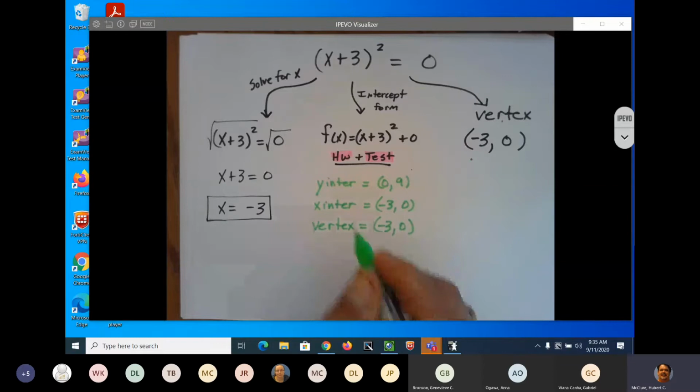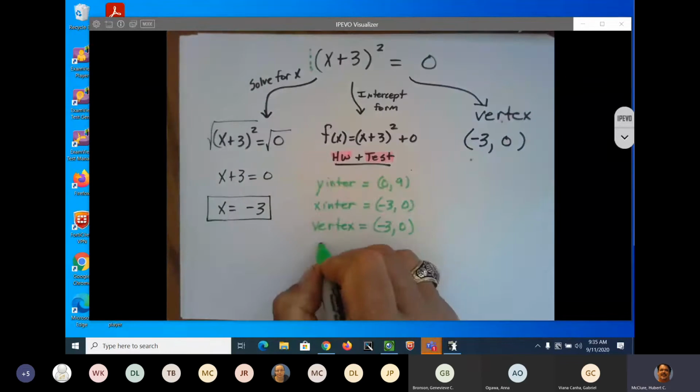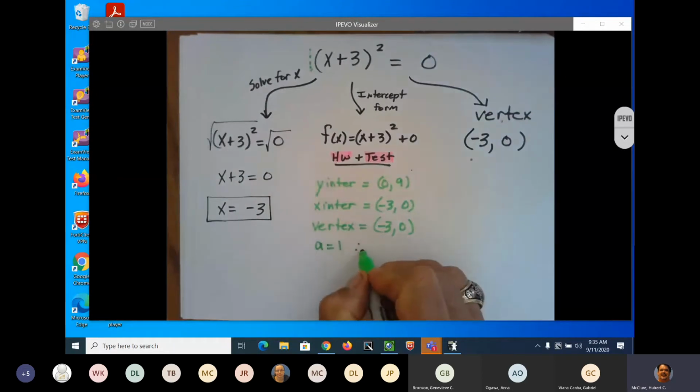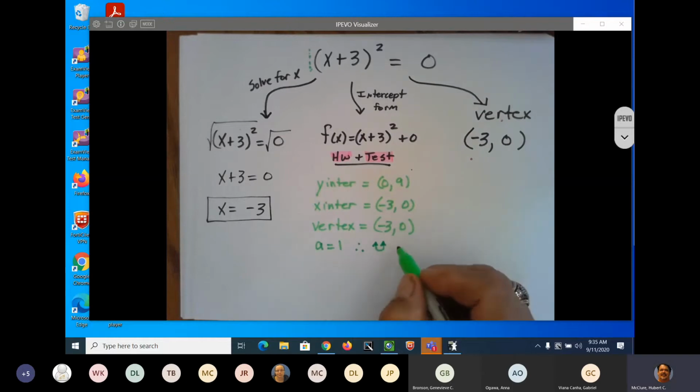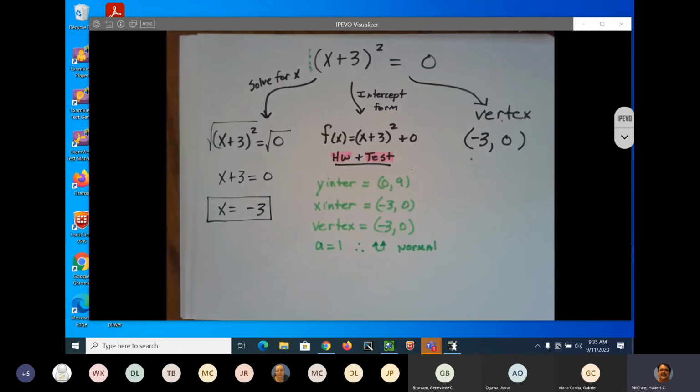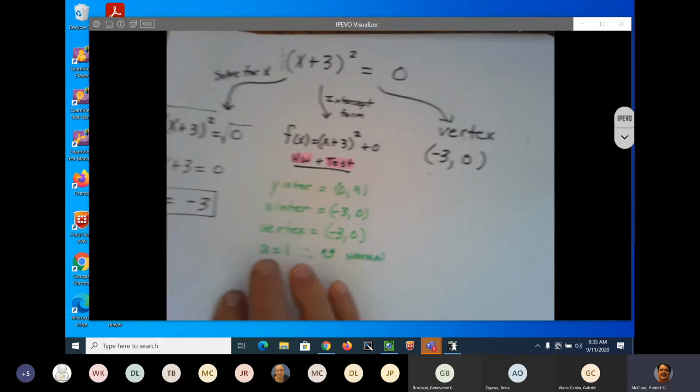Also, a is equal to 1. Positive 1. So a is equal to 1. Therefore, we know it's opening upward. And we know that it is a normal parabola. It's not wide, it's not compressed, or anything like that. So now with all this information in green, we can sketch our graph. I'm going to move this over.